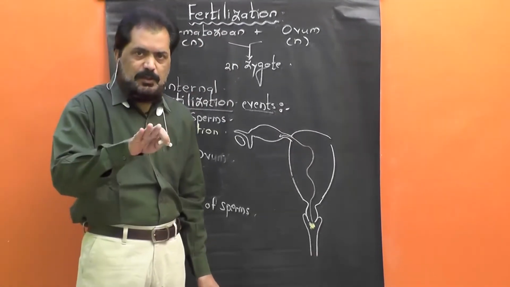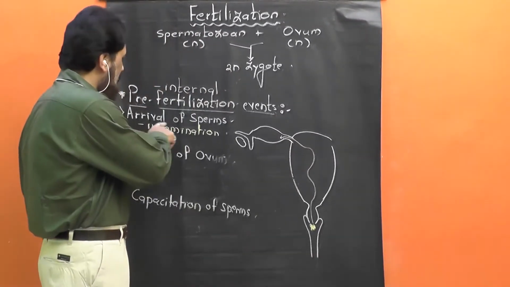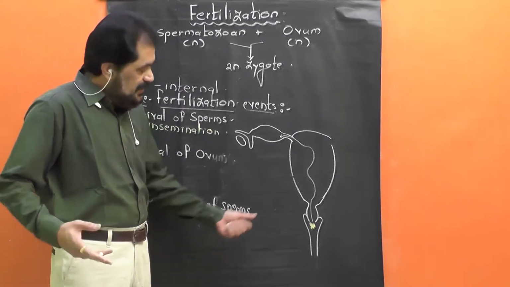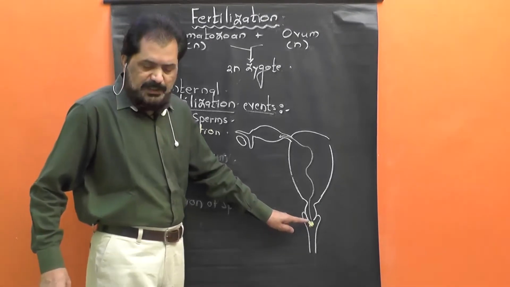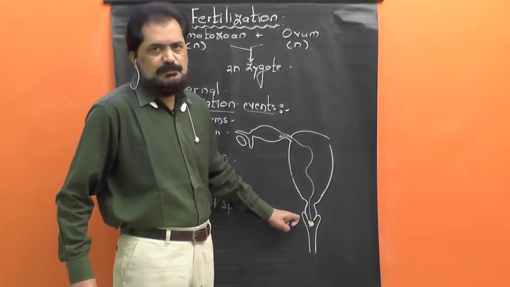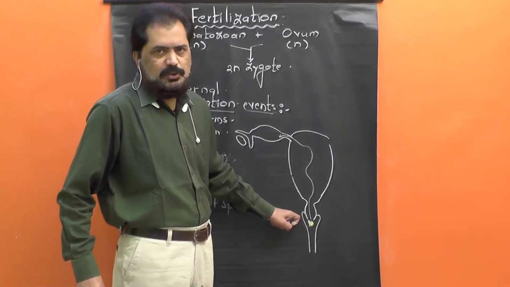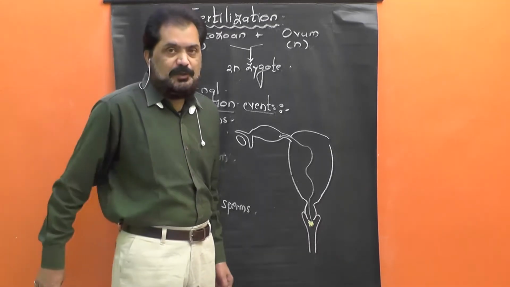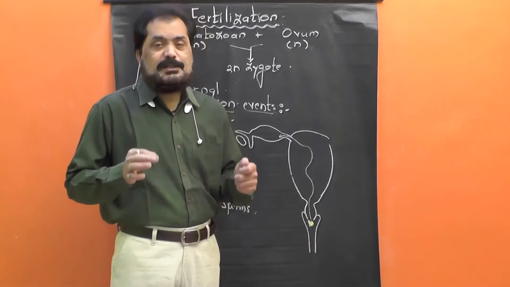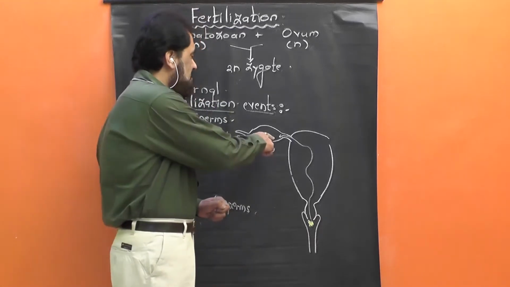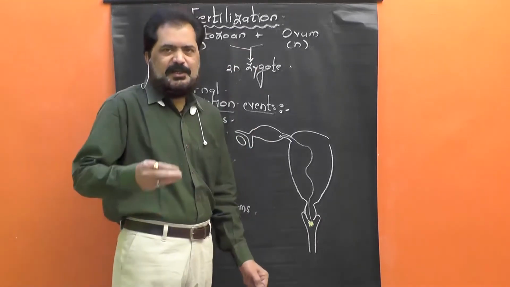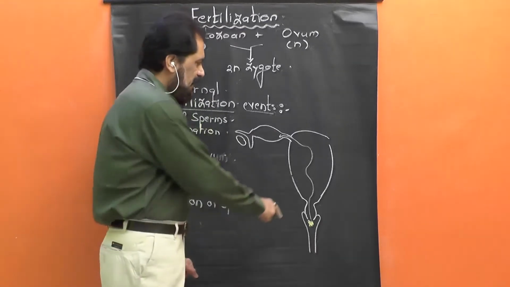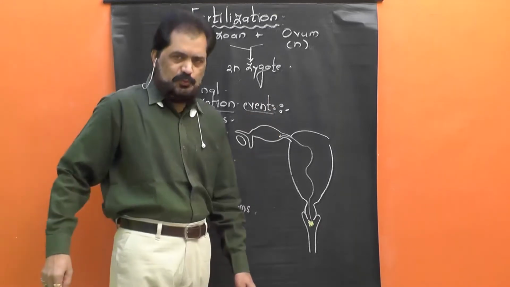Here we were discussing only the arrival of sperms. Now I said the semen contains millions of sperms, isn't it? But out of those millions of sperms, only a few hundreds of sperms can reach up to the ampulla. 100 or so: 100, 150, 200, 300. Only this many sperms can reach the ampulla.